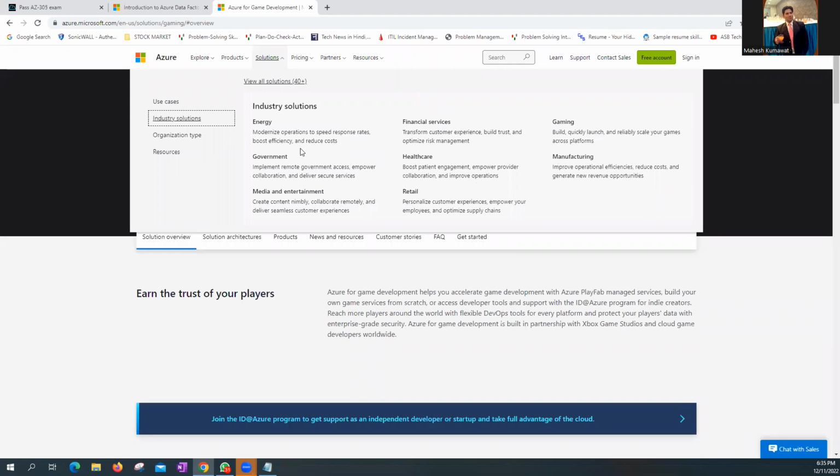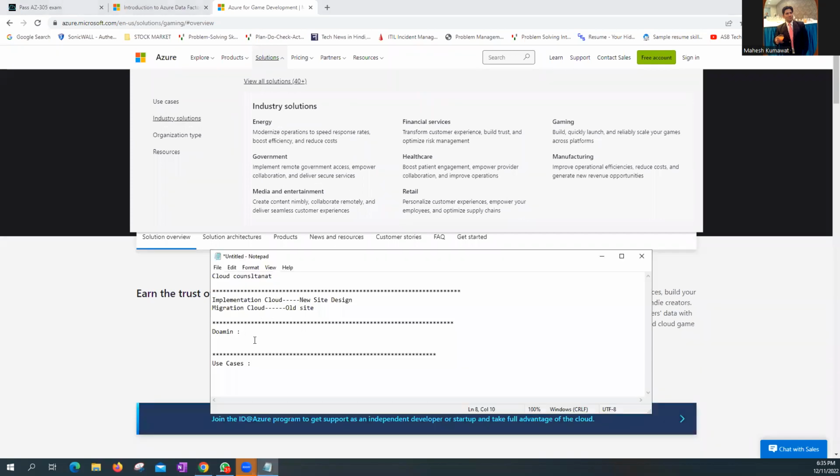So the matter of fact is that we have different industries in cloud computing concepts: gaming, manufacturing, financial services, healthcare, and others. Then understand the domain, the industry you're going to serve, and then you can make a cloud computing strategy. So what is the strategy I'm going to adopt?